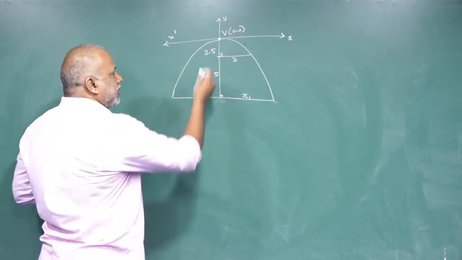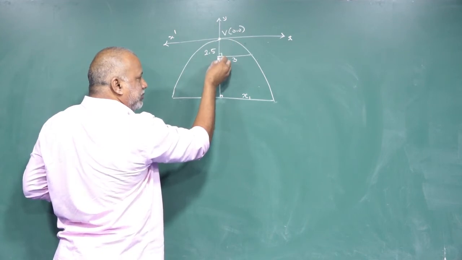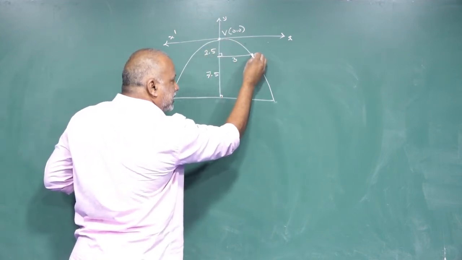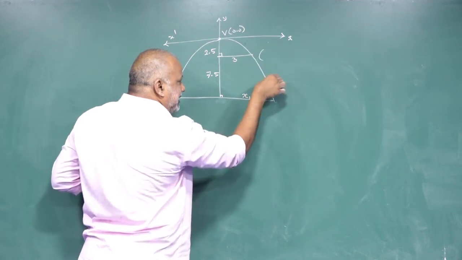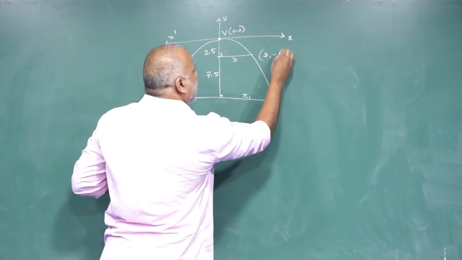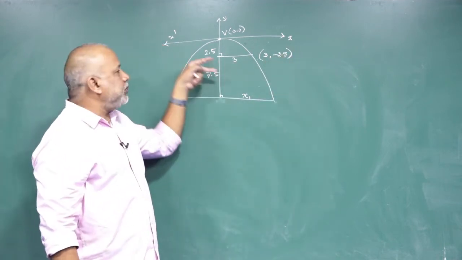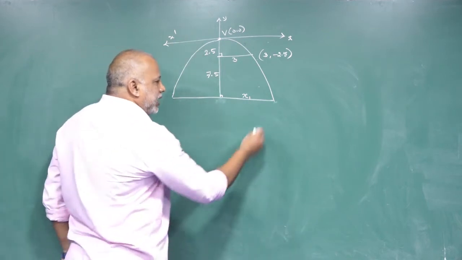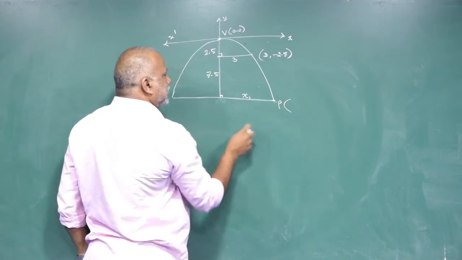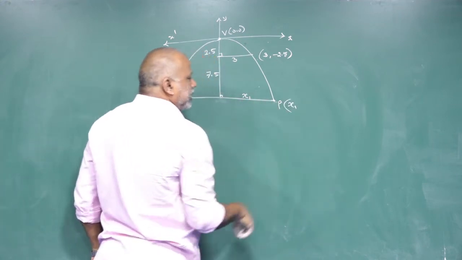Now see, this is vertex 0, 0. From this 2.5 meter below, the water has curved out 3. Therefore, this point lies in the fourth quadrant. Take x as positive, y as negative. That's all. Now we are going to find out this point P. This is unknown. We have to find x1.